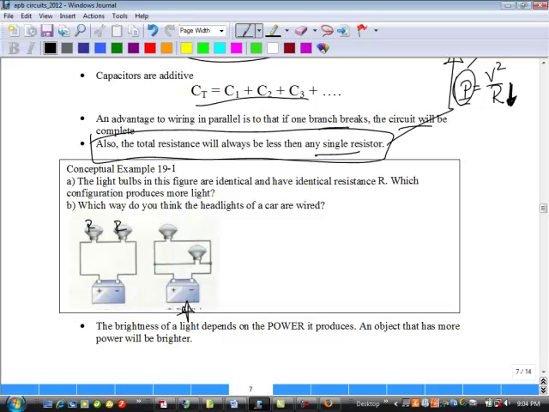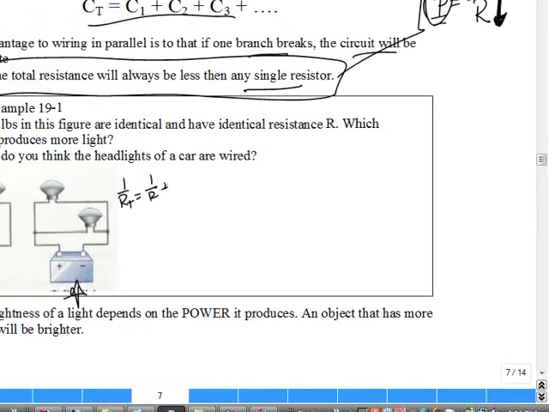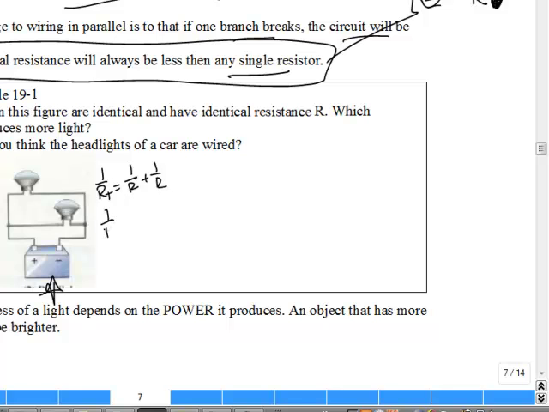So when I put these together, I'm going to get 2R there. In this case, 1 over R total is going to equal 1 over R plus 1 over R. So 1 over R total is 2 over R, but I have to flip it, so it's going to be 1/2 R. And so hopefully you can see that the total resistance is smaller than my smallest resistor.